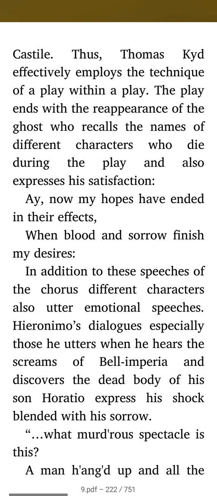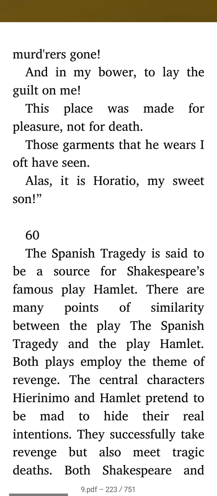What murderous spectacle is this? A man hanged up and all the murderers gone, and in my power to lay guilt on me. This place was made for pleasure, not for death. Those garments that he wears I oft have seen. Alas, it is Horatio, my sweet son.